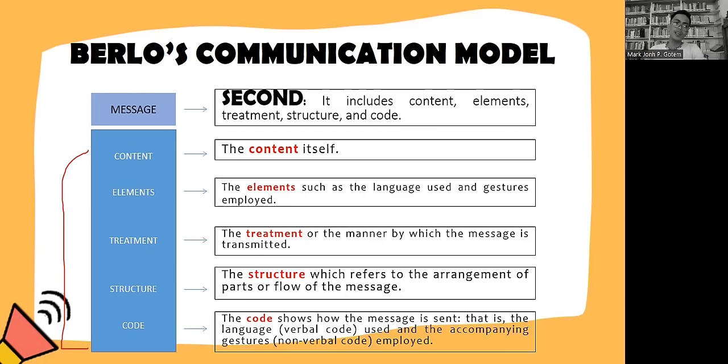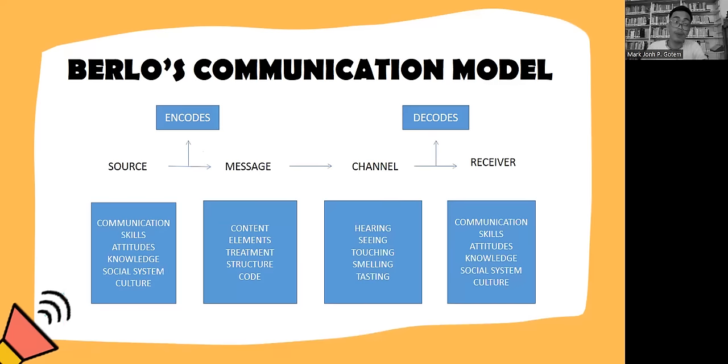So the code, in the second variable message, is the form in which the message is sent. This may include text, language, video, gestures, music, and so on. And that's the second variable of Berlo's communication model. So we are done with the source and the message, and now let's proceed with the channel. The channel here refers to the senses.